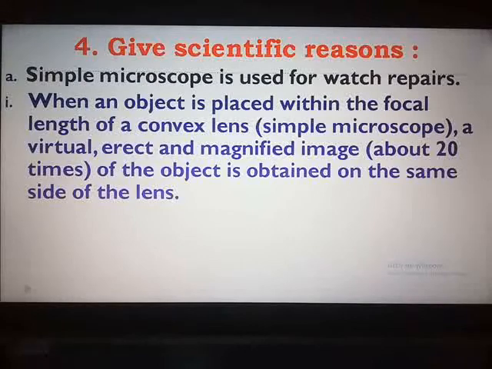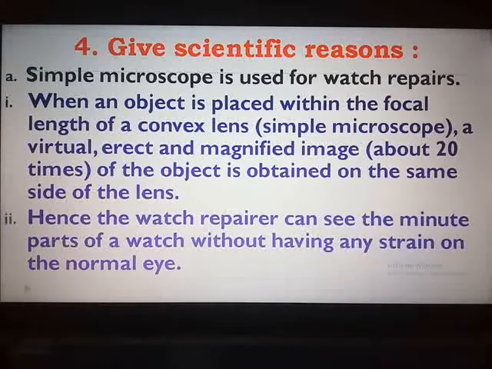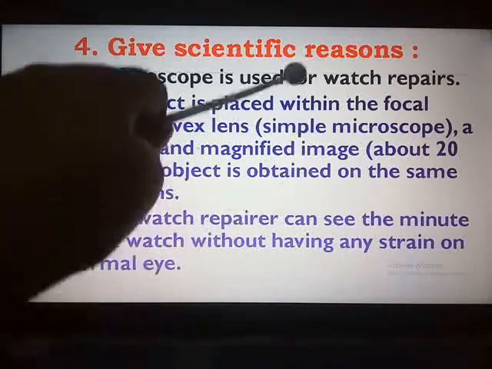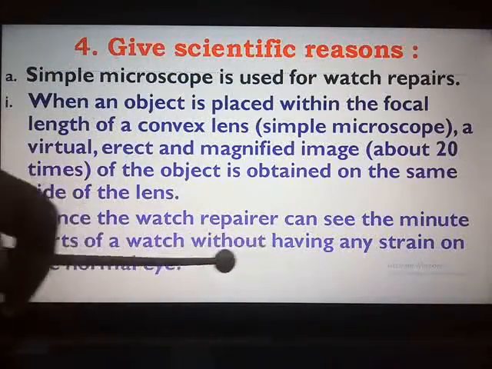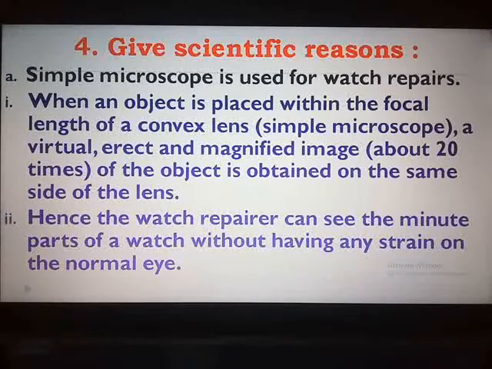This is very important. Next, in your own words, hence the watch repairer. Now here it is about watch repairs. Can see the minute parts of a watch without having any strain on the normal eye. You know, a magnifying lens, the object which is small in size can be seen in a larger way, and then you know, for the repairing it can be very useful to the watch repairer as there will be no strain on his or her eye. Here we complete with question number 4a.